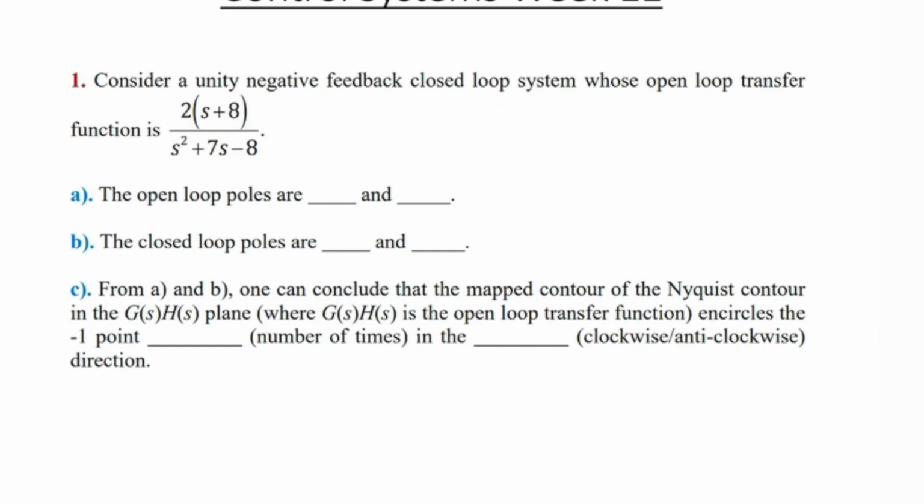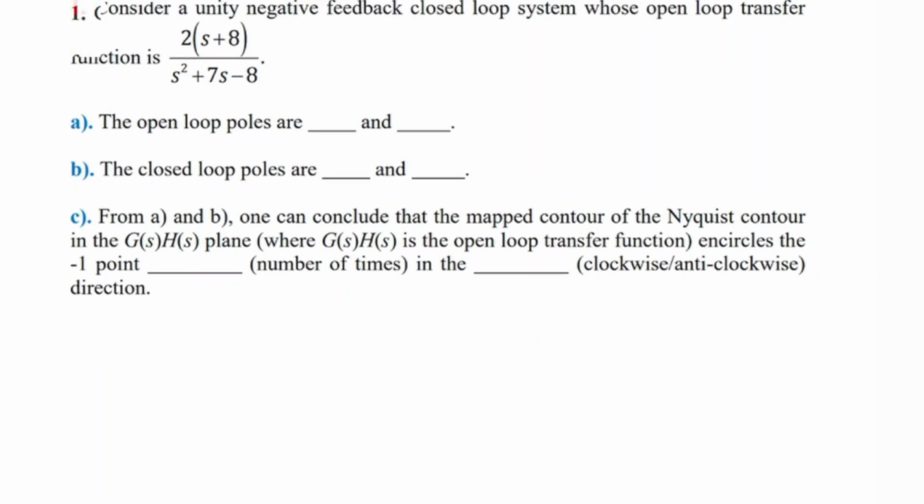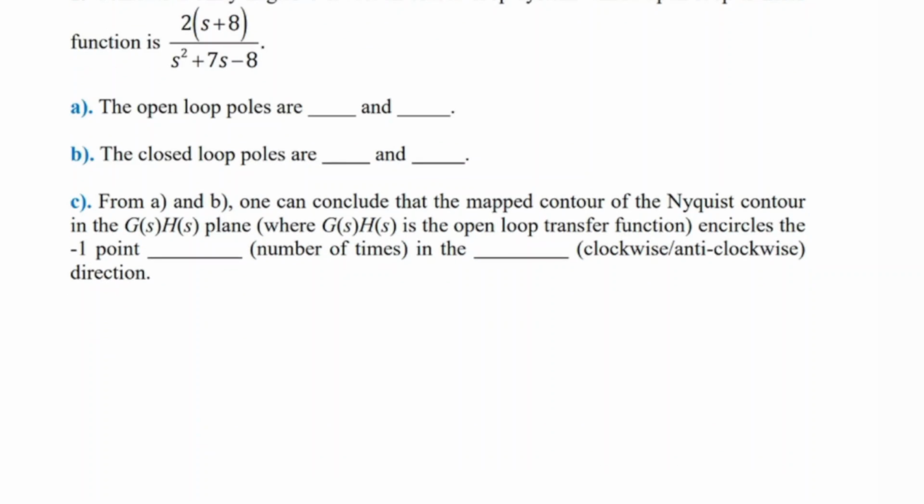Here we have to consider a unity negative feedback closed loop system whose open loop transfer function is given. Open loop transfer function G(s)H(s) is given as 2 in bracket s plus 8.